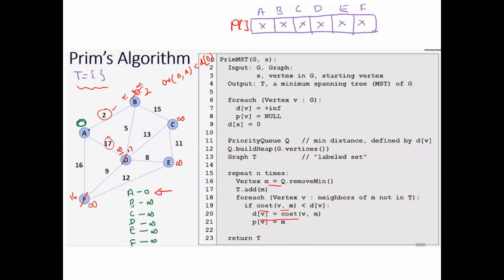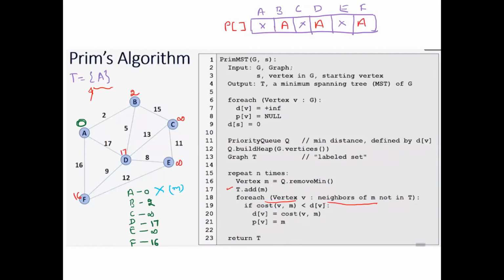Because of this A, these values have been updated: the predecessor or pi value or parent value of B will become A, D will also become A, and F will also become A. That means the key values of B, D, and F are updated. Now A has been removed, so again go for the minimum value. The priority queue will again extract the minimum value based upon the key value. Because we have updated B to 2, D to 17, and F's key value has become 16, based upon the key value B has the smallest value.